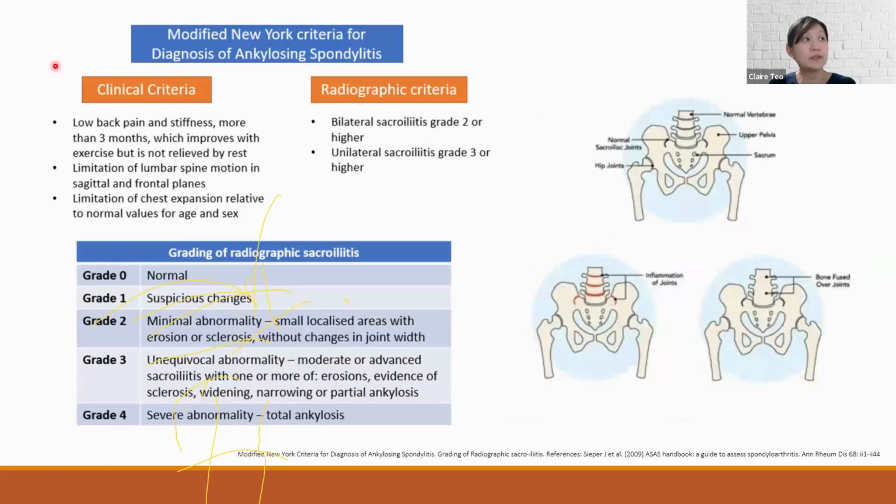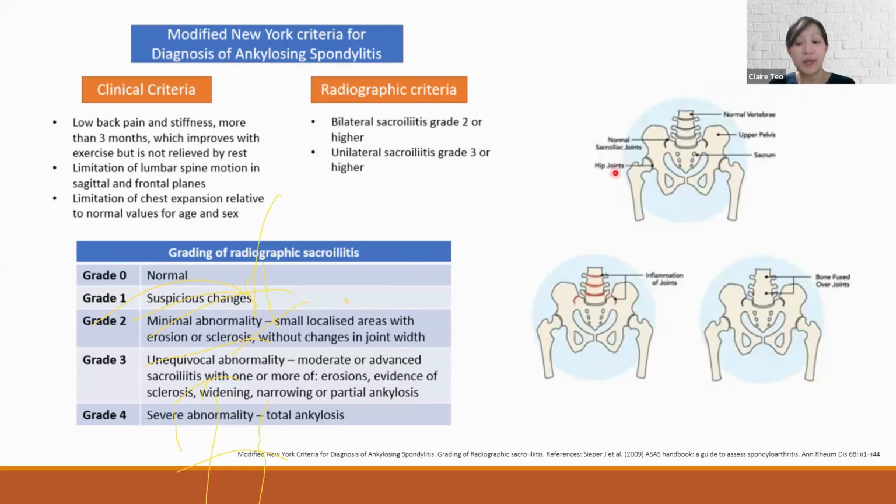So just a brief slide on this modified New York criteria. This criteria has traditionally been used for the diagnosis of AS. The changes in the X-ray of the sacroiliac joints are graded according to this criteria for radiographic sacroiliitis, based on the severity of involvement of both the sacroiliac joints on the X-ray. MRI is not used in this criteria.